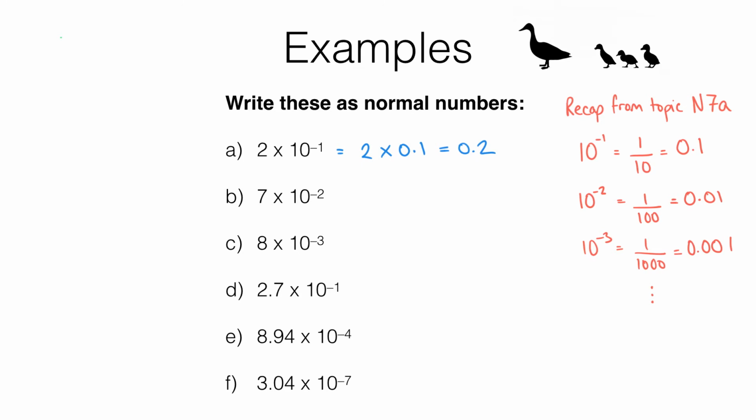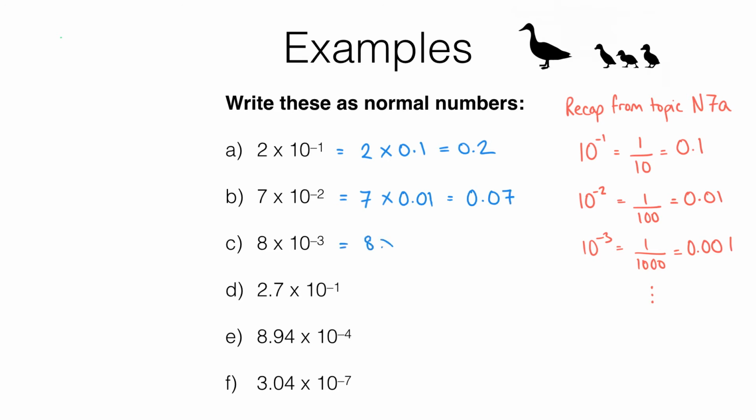Here are the answers. 7 times 10 to the power of -2 is 7 multiplied by 0.01. That's 10 to the power of -2. So 0.01, and that is 0.07.